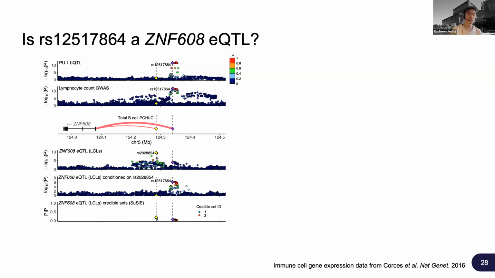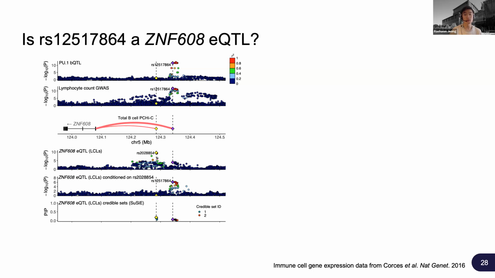But what is still confusing is why only one EQTL signal colocalizes with lymphocyte count. Now we must remember that LCLs are not primary cells. They are cell lines derived from B cells, by infecting them with an Epstein-Barr virus. And this might cause LCLs to have a different gene regulatory landscape from primary B cells.